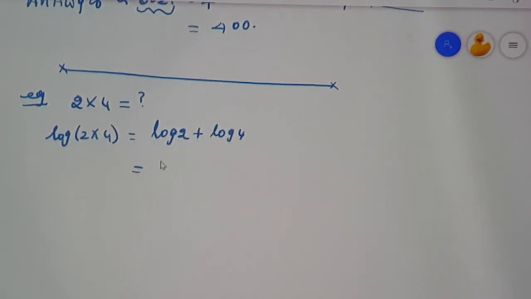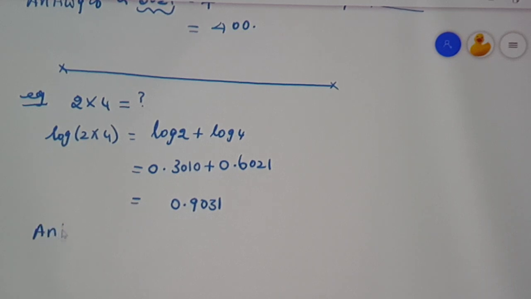How to get the answer? First of all, you have to get the value for log 2. For 2, the characteristic part is 0. Looking in the logarithm book, the value is 3010. Similarly, for log 4, the characteristic part is 0, and you get 6021. Now you add: 1 plus 0 is 1, 2 plus 1 is 3, 0, 6 plus 3 is 9, so you get 0.9031. This is the logarithmic value.